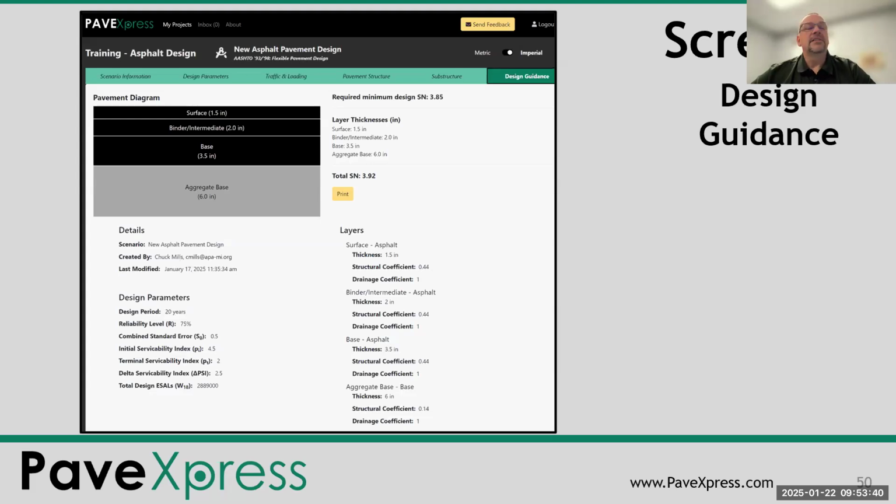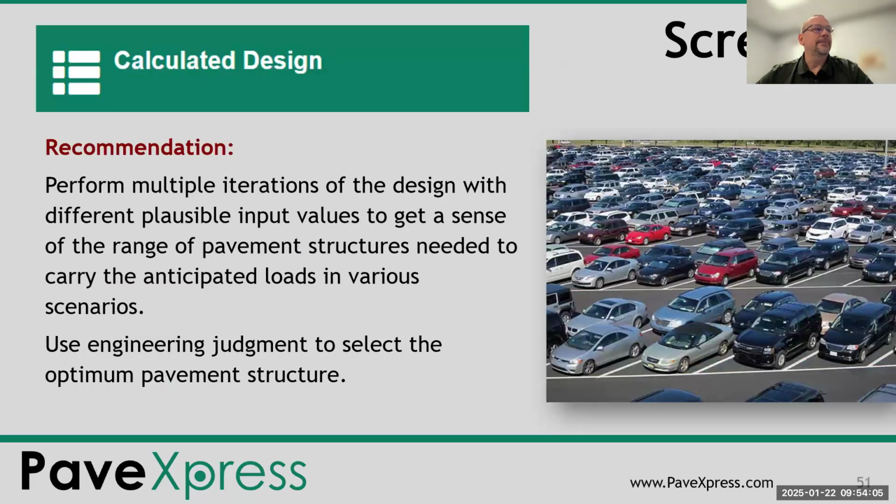You can also select different and save different scenarios. So instead of just iterating back and forth and not saving that particular design, you can save that design and then create a new scenario and maybe change one or two things and see how that changes, and then you could save multiple pavement designs within the system there. So that's a good way to iterate back and forth.